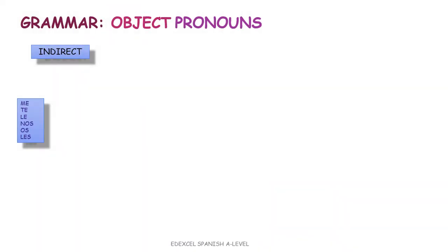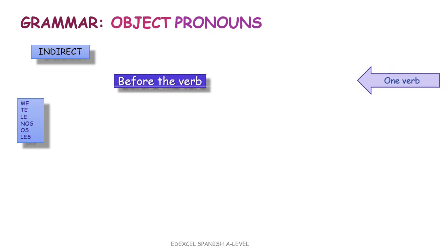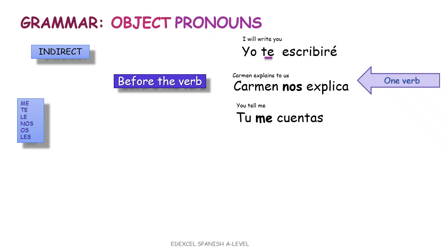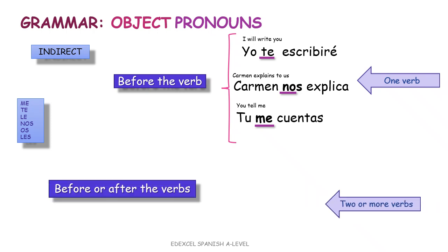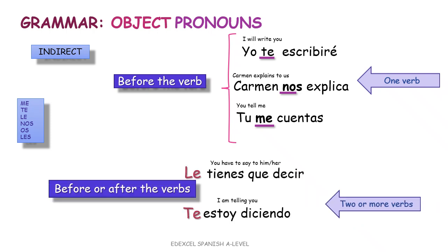As with direct pronouns, if there is one verb, the pronoun goes before. For example, "I will write you", "yo te escribiré", or "Carmen explains to us", "Carmen nos explica", or "you tell me", "tú me cuentas". If there are two, you can put it before or after the infinitive. For example, "tienes que decirle" or "le tienes que decir", or "te estoy diciendo" or "estoy diciéndote". Again, both are correct.